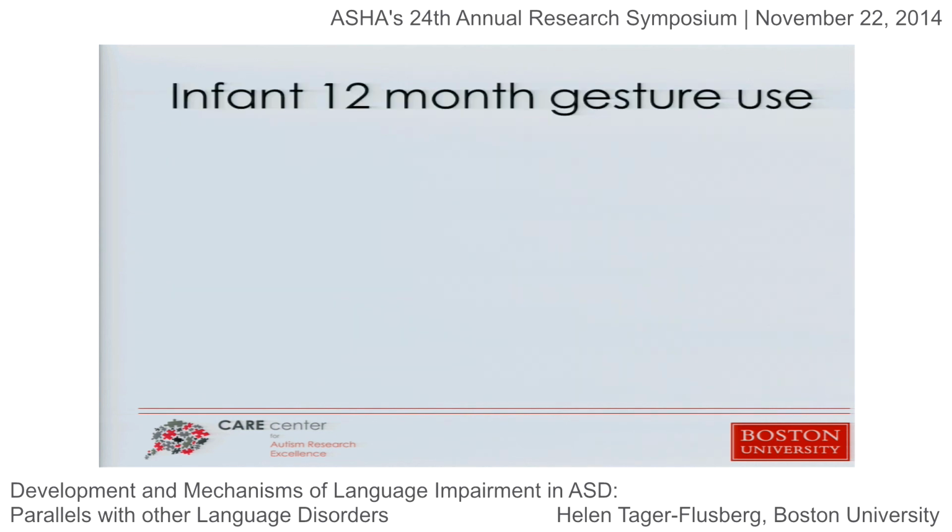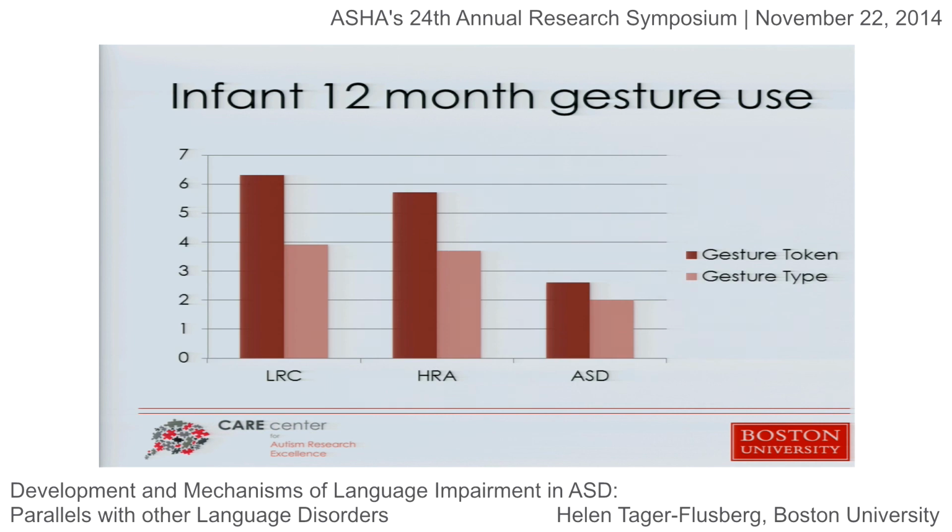We also looked at their gesture use, and here, this is tokens, and in the lighter pink are types. These are our low-risk controls. These are our high-risk who don't have autism at the end, and they're very comparable, but we can see far reduced gesture use at 12 months in those infants who later are diagnosed with autism.